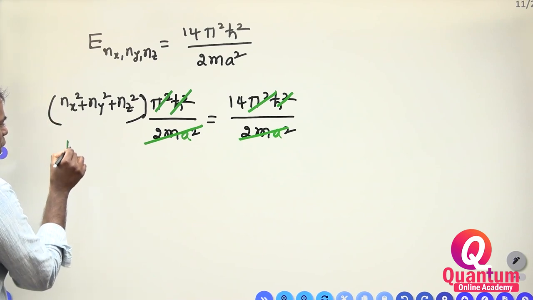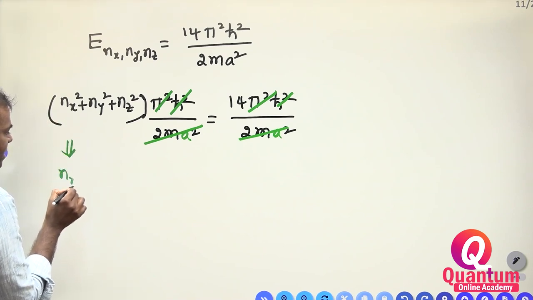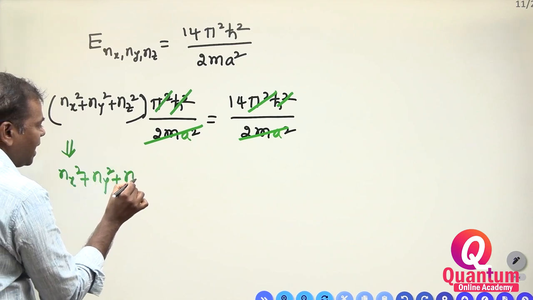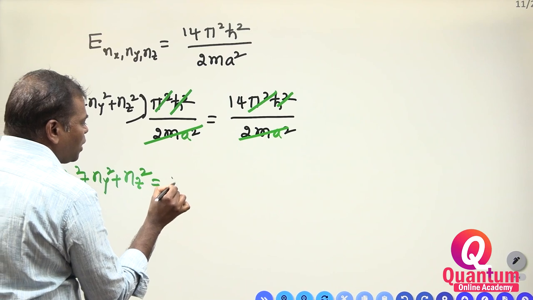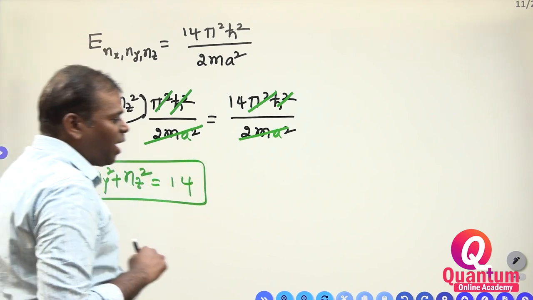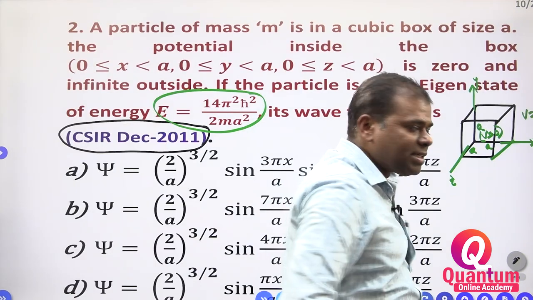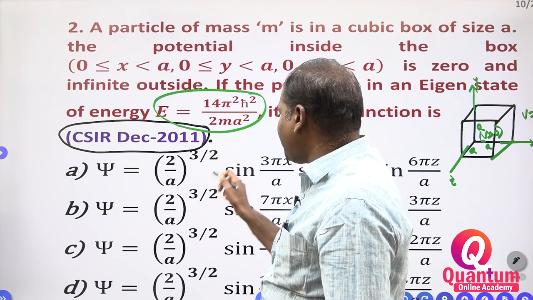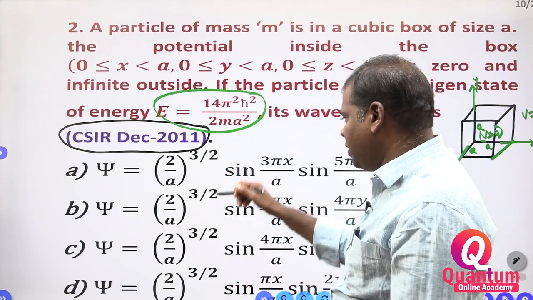Now, you compare the thing. nx square plus ny square plus nz square is equal to 14, we want to get. From the answers we have to come now. What answers are there? First answer you have to see: 2 by a whole to the power of 3 by 2. That one we will get.